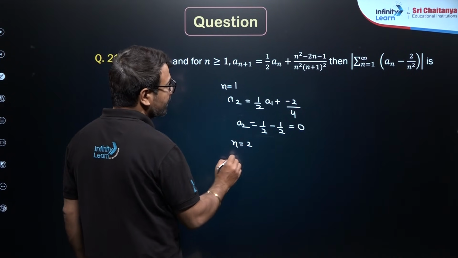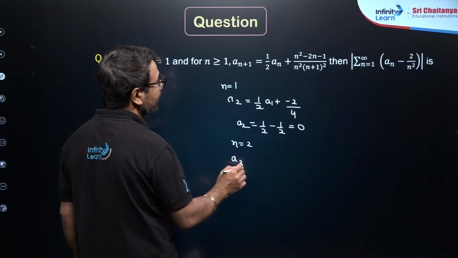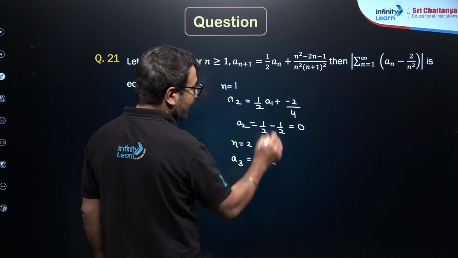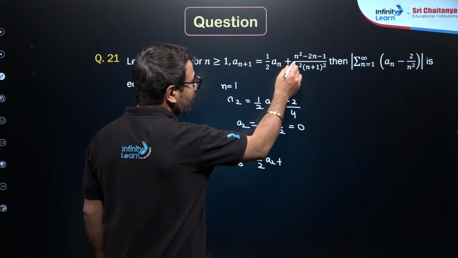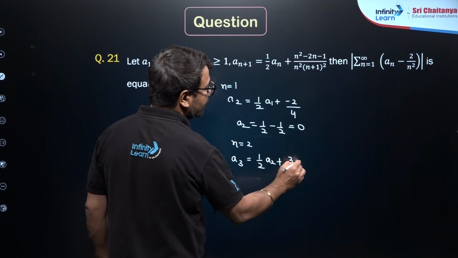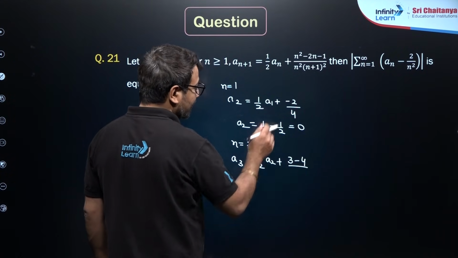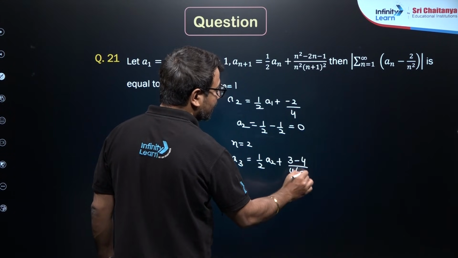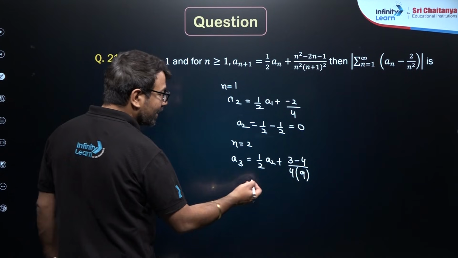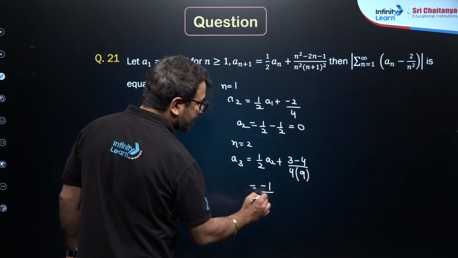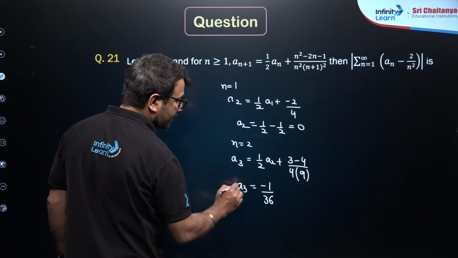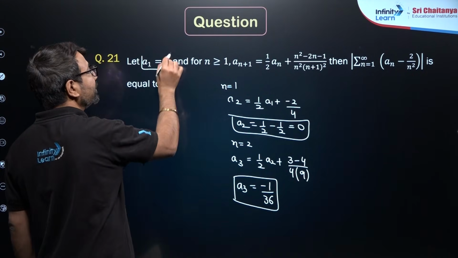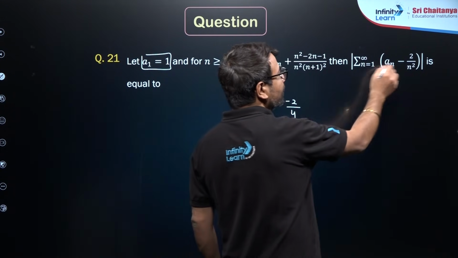so a2 value is getting 0. If you substitute n value 2, you will have a3. So a3 value is half times a2, and bachcho, if you substitute 2 over here, 4 minus 1, 3, 3 minus 4 you will have, and then if you substitute 2 here, 4 times 2 plus 1, 3 square, that is 9. a2 value is 0, so here you will have minus 1 over 36. This is a3. Once you have a1, a2 and a3, you can get the value of this expression.